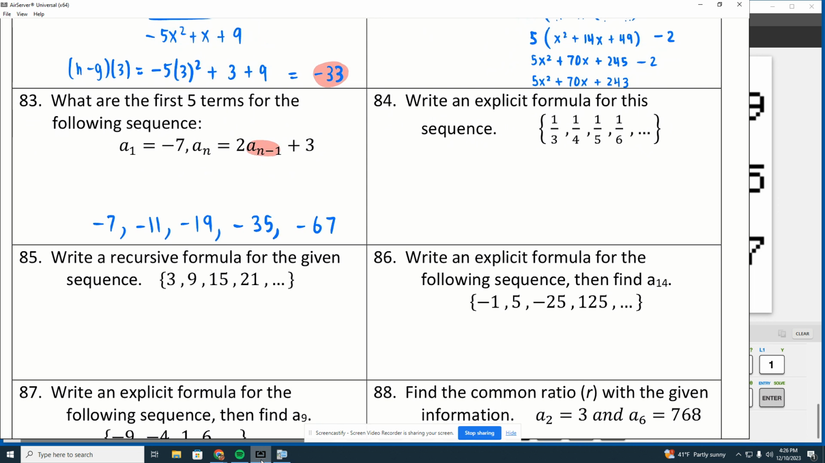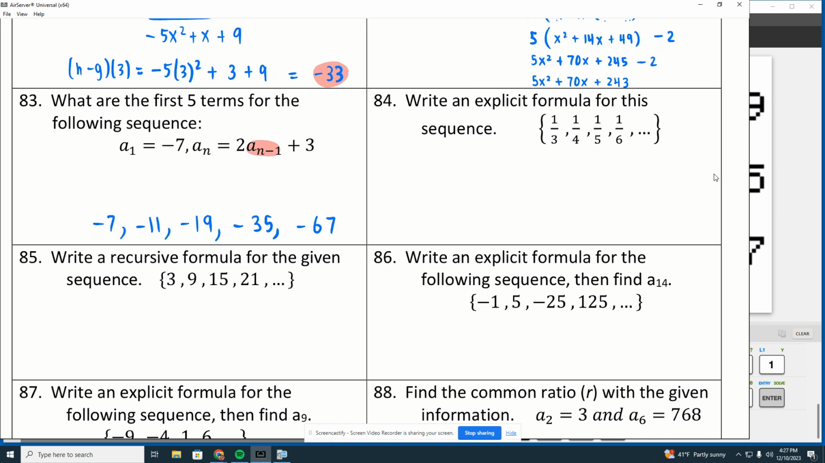Real simple. Okay, number 84 wants me to write an explicit formula. Now, listen, you can check. It is definitely not a common difference. 1/4 minus 1/3 will not keep adding. It's definitely not geometric. Okay, we're writing an explicit formula though. So remember, this is where we had to think. And remember, this is a multiple choice test, which should make it way easier for you.